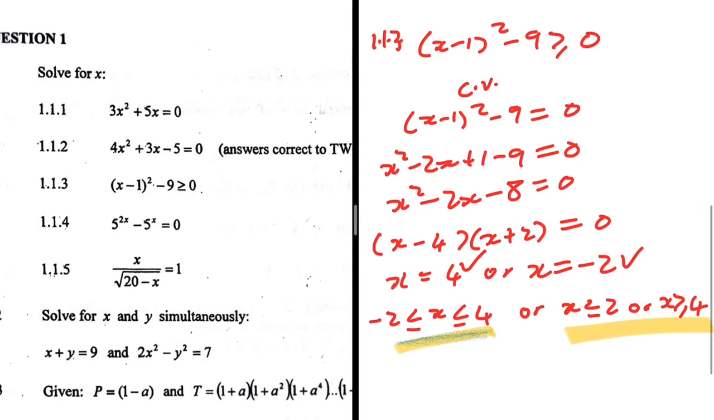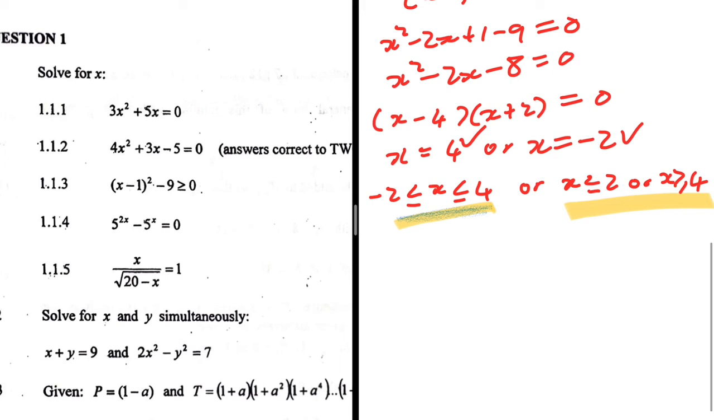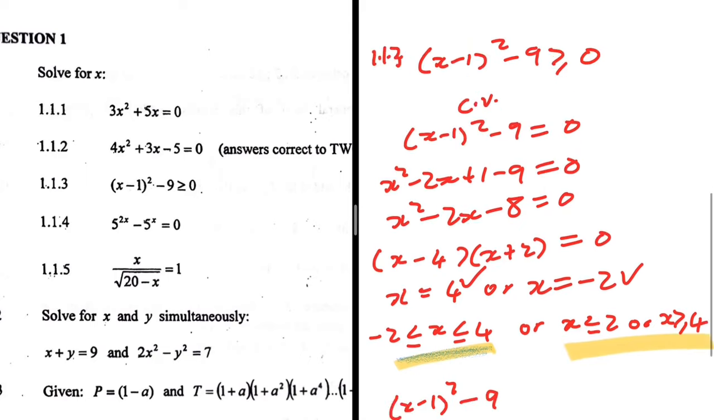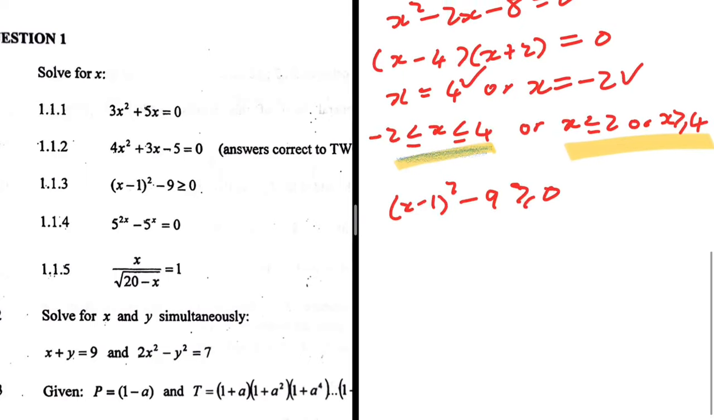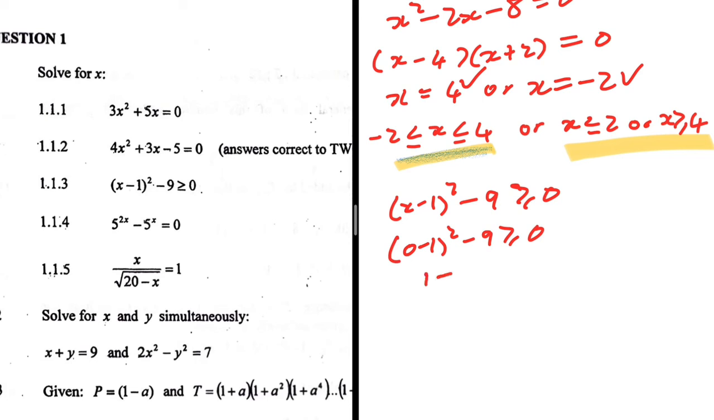So we can substitute 0 in our equation and see if our inequality is going to be satisfied. So let's go ahead and do that. We're going to have x minus 1 squared minus 9 being greater or equals to 0. So let's substitute 0 and see what happens. We're going to have 0 minus 1 squared minus 9 being greater or equals to 0. So minus 1 squared is 1. 1 minus 9 is greater than 0. So minus 8 is greater than 0. Well, we know that this is not true. Minus 8 is not greater or equals to 0. So this is our solution, and this is wrong. Right?